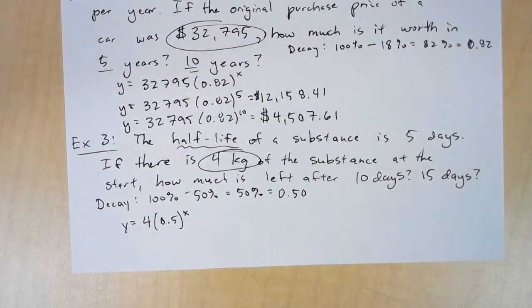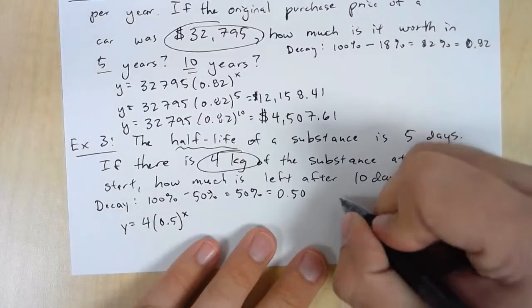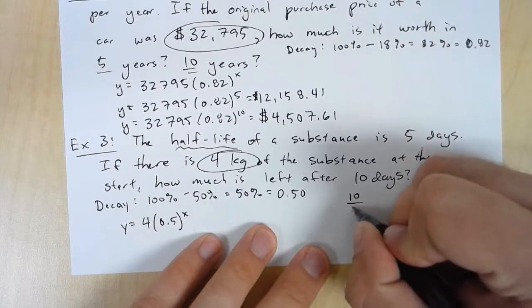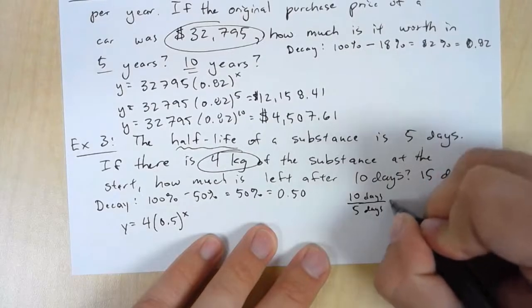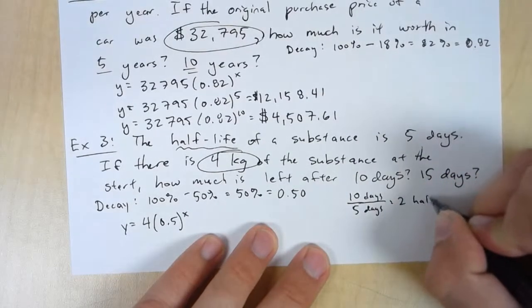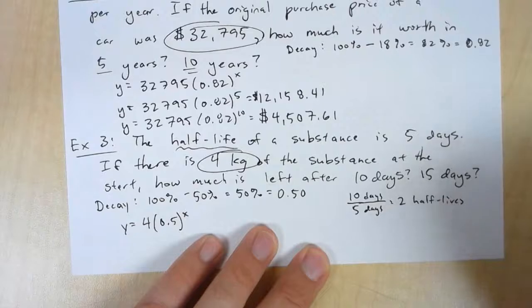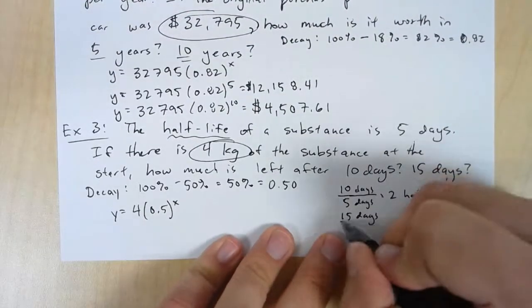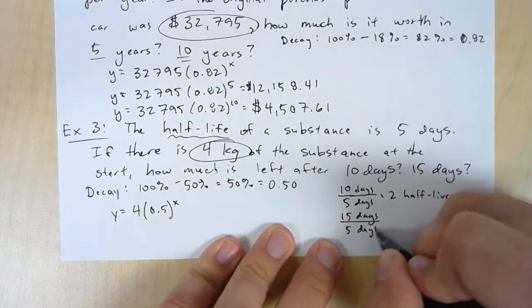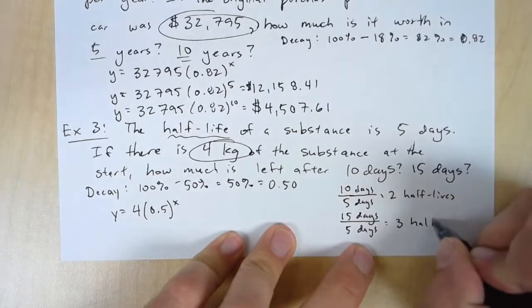So here's the tricky thing about half-life. Half-life is not something that you can just plug this number in for. We have to figure out how many half-lives happen. So at 10 days, if it happens every 5 days, that is 2 half-lives. If it happens over 15 days, divided by a half-life of 5 days, that is 3 half-lives.